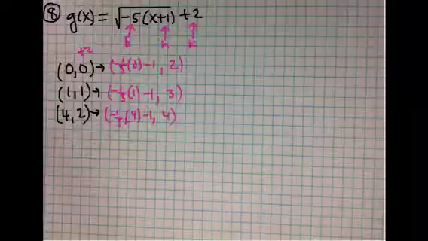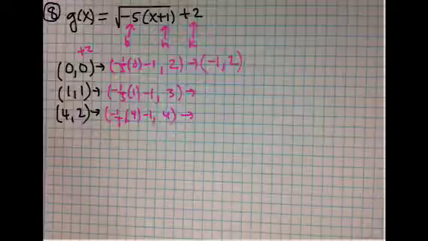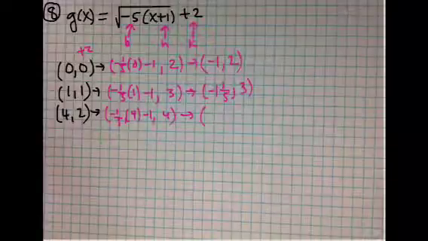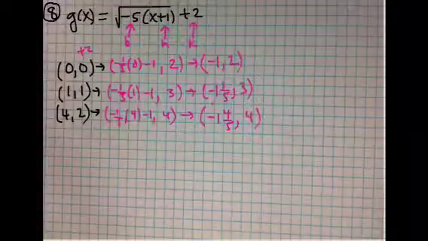Okay, so let's simplify the points. 0 minus 1 is -1, then 2. -1/5 minus 1 is -1 1/5, 3. And then -4/5 minus 1 is -1 4/5, and 4. So notice the x's start at -1 and they're getting smaller. The y's start at 2 and they're getting bigger.